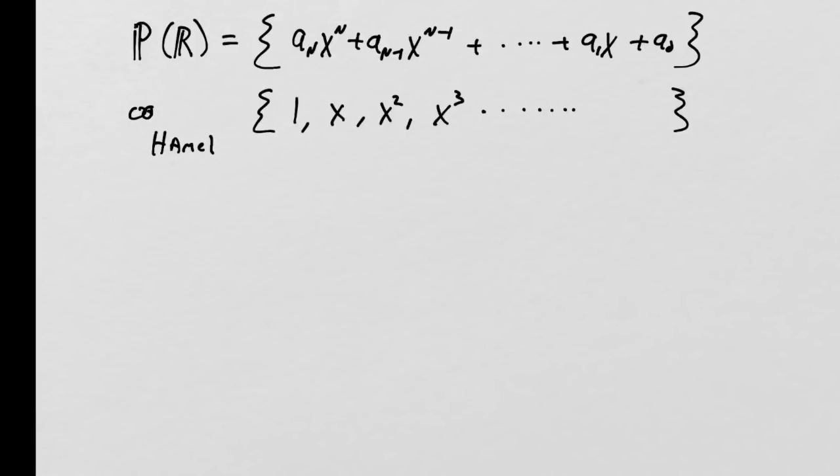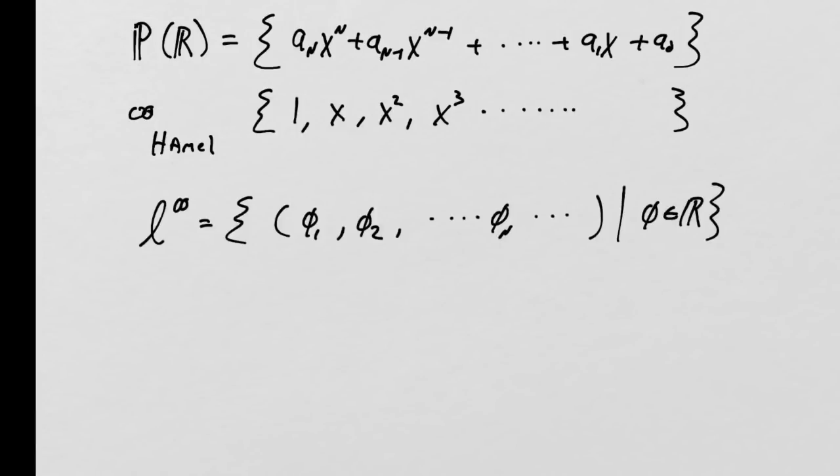We can consider a much more difficult example called L infinity. L infinity is the vector space of all real number sequences. Infinitely long real number sequences. So there's no end here. But any real number in any slot is okay.